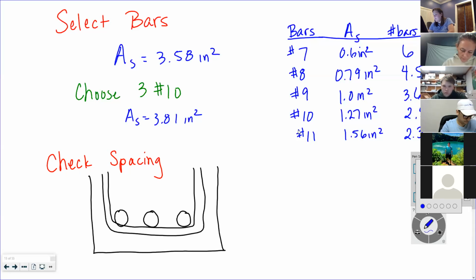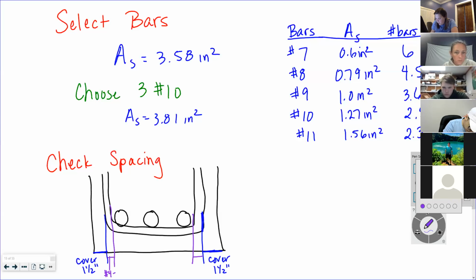So I have, let's see, my cover on either side. That's to the outside of that stirrup. Then I have my stirrup, which is a number 4. So that's a 1/2 inch.